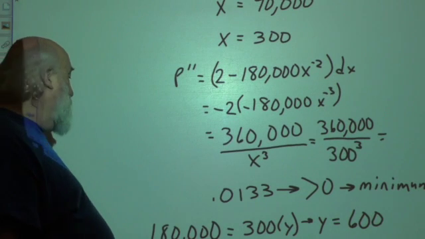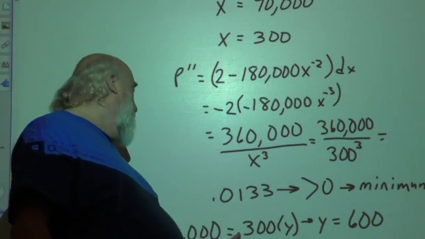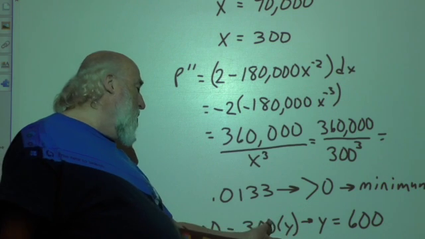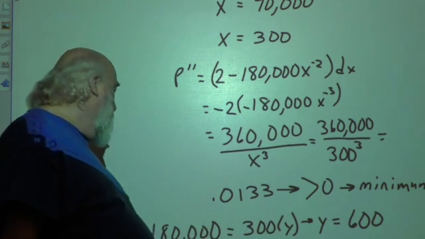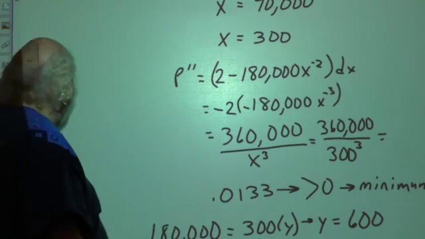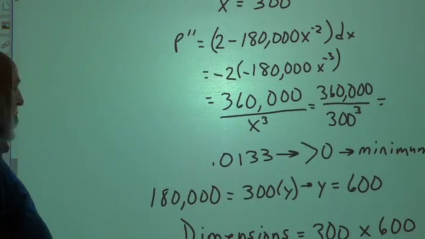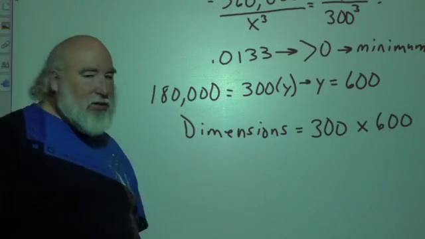So solve for y by plugging in x equals 300. Divide by 300, y equals 600. And that means that our dimensions are 300 by 600.